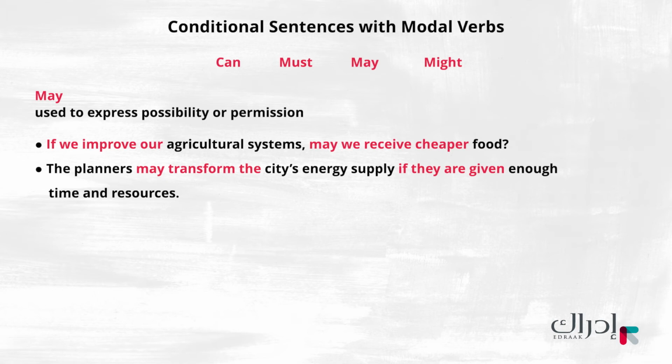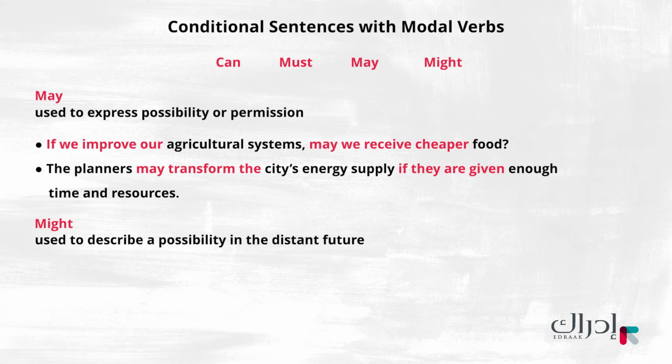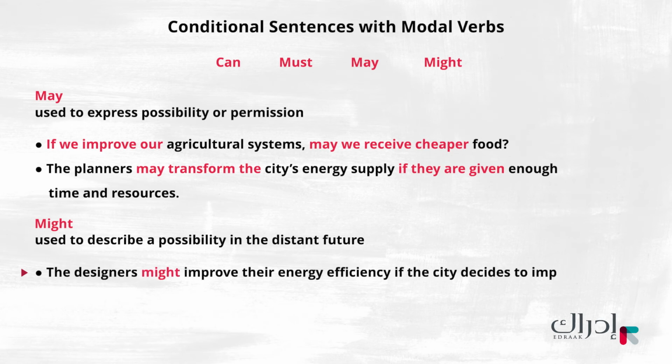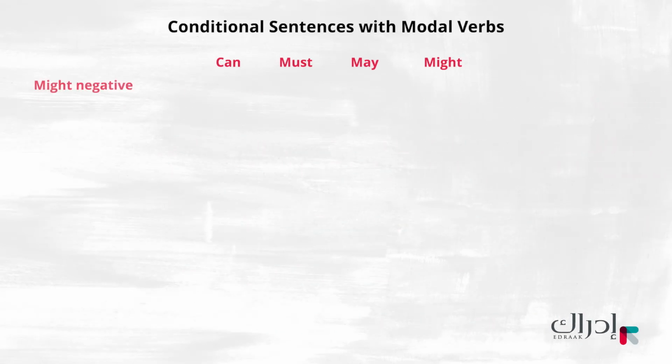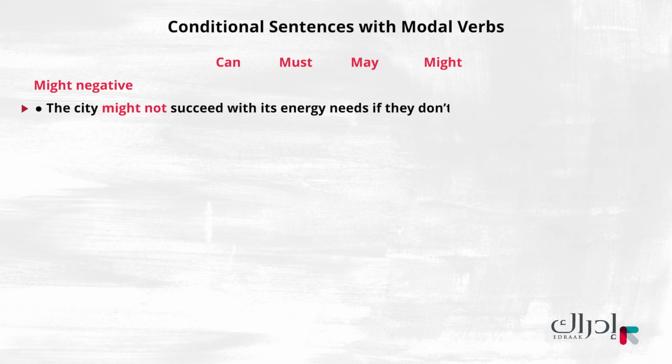Finally, we use the modal verb might to describe a possibility in the distant future. For example, the designers might improve their energy efficiency if the city decides to improve their solar infrastructure. The city's air quality might improve if they planted more trees. The negative would be, the city might not succeed with its energy needs if they don't find alternative sources.